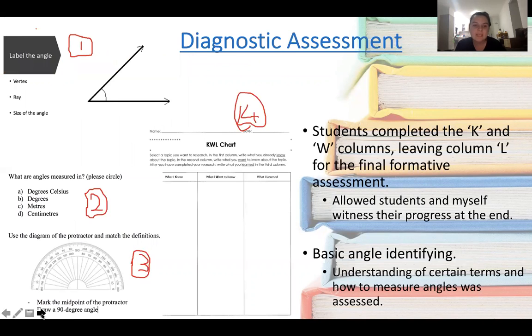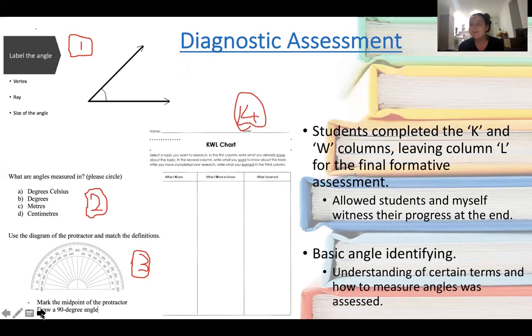So the diagnostic assessment was 4 questions. Questions 1, 2, and 3 I'd created just as basic angle knowledge. This gave me an idea of how in-depth my introduction lesson had to be. And question 4 was a KWL chart.